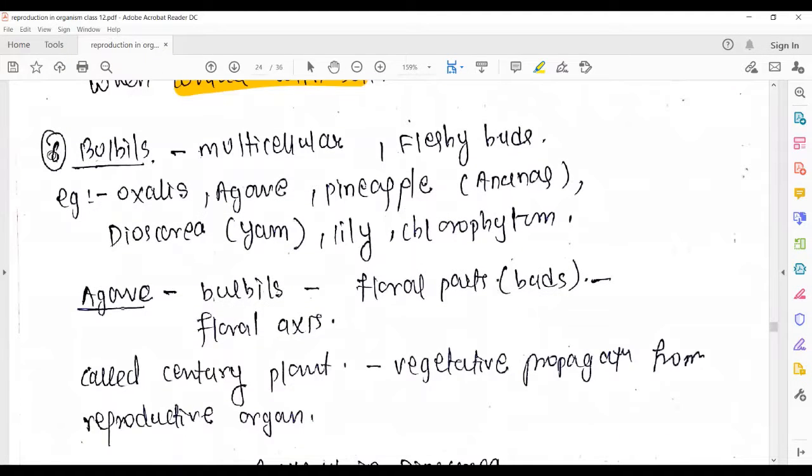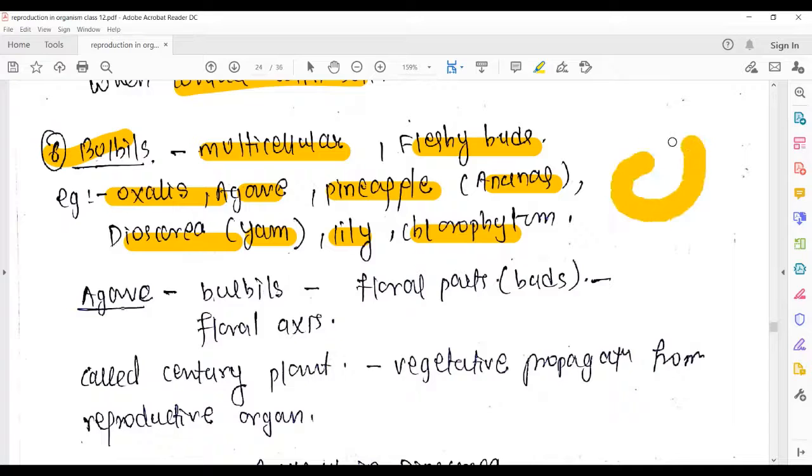Next, bulbils: multicellular structures, fleshy buds. Examples: Oxalis, Agave, pineapple, that is commonly called Ananas, Dioscorea, that is yam, and lily, then Chlorophytum. These are the examples that come under bulbils. Example-based questions will be asked in the examination, so the examples should be very, very familiar. You should become very familiar with the examples with respect to the headings.